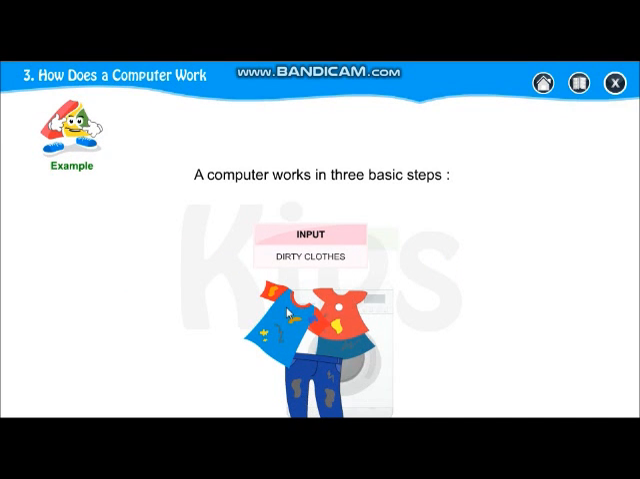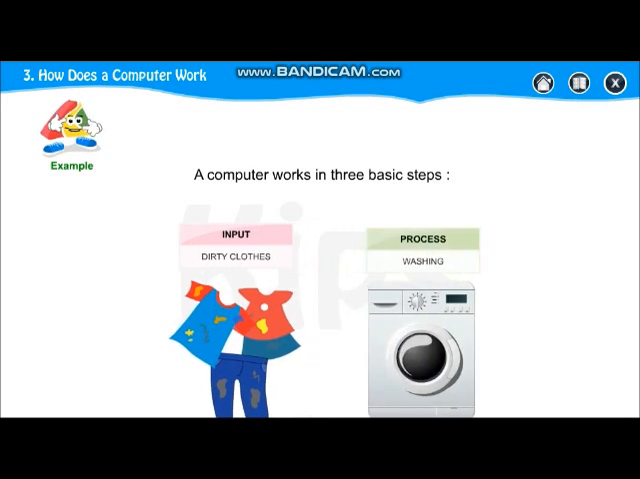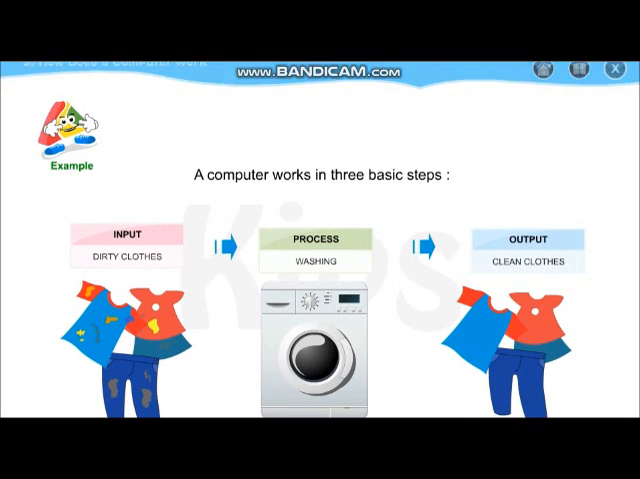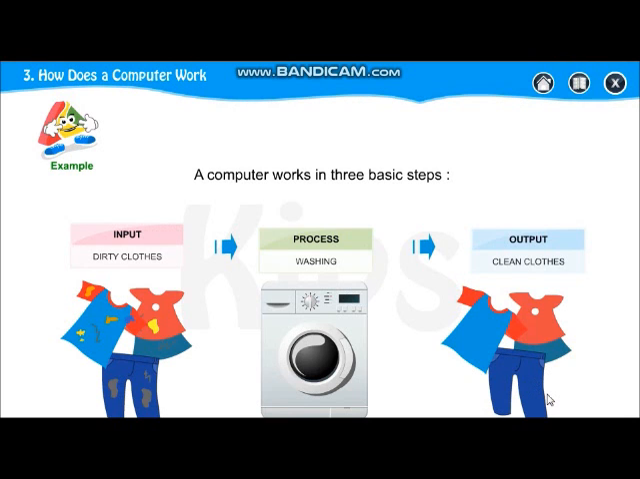Now if you have dirty clothes, when you are going to play, mud will be on your clothes. So if you are having dirty clothes, okay, so what you have to do? Yes, you have to wash them. Okay, in washing machine or by hands. So what is the process? Washing. And what you will be getting after washing? Yes, clean clothes. So dirty clothes is your input, washing is your process, and clean clothes after processing is your output.